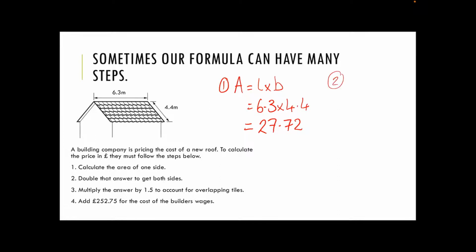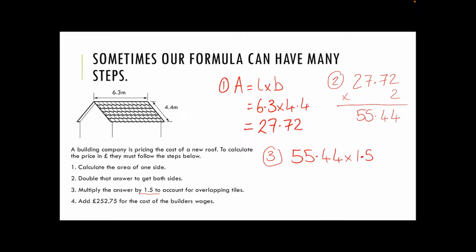Step number 2 then is that we have to double the answer because there's 2 sides to the roof. So 27.72 times by 2 is going to be 55.44. Step number 3 is that we've to multiply that answer by 1.5 because the tiles overlap. So there's going to be a wee extra cost because we'll need extra tiles. And that is going to give us 83.16.